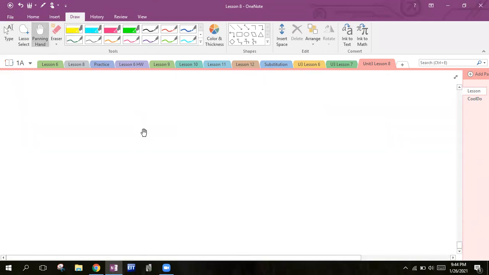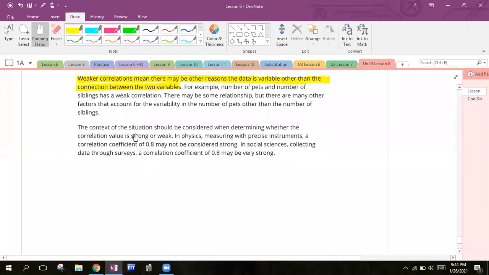How much more do we got? That's the last part. All right, it says the context of the situation should be considered when determining whether the correlation value is strong or weak. In physics, measuring with precise instruments, a correlation coefficient of 0.8 may not be considered strong. In social sciences, collecting data through surveys, a correlation coefficient of 0.8 may be very strong.